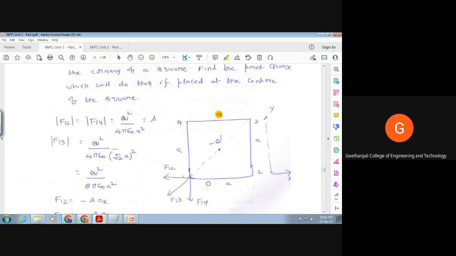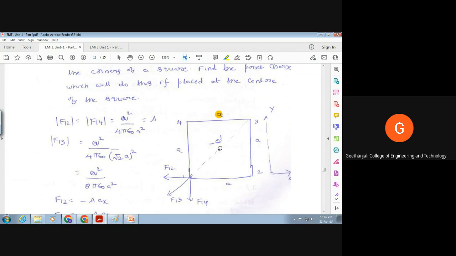If we want these 4 point charges to be in equilibrium condition, that means in a state of rest, what is the point charge that I am supposed to place at the center? Now let us see why we need an additional charge to be placed at the center in order to have these 4 point charges in equilibrium condition.